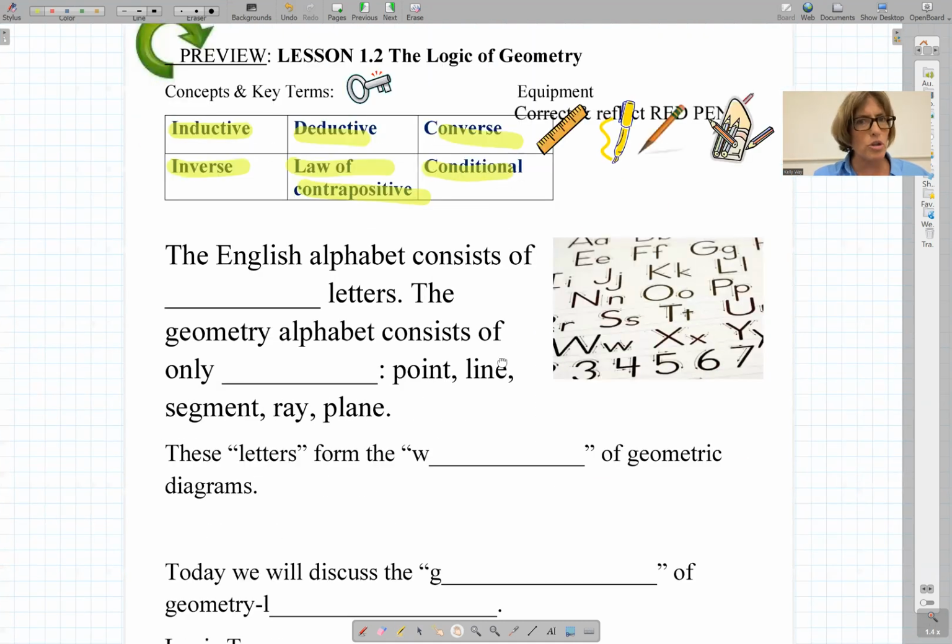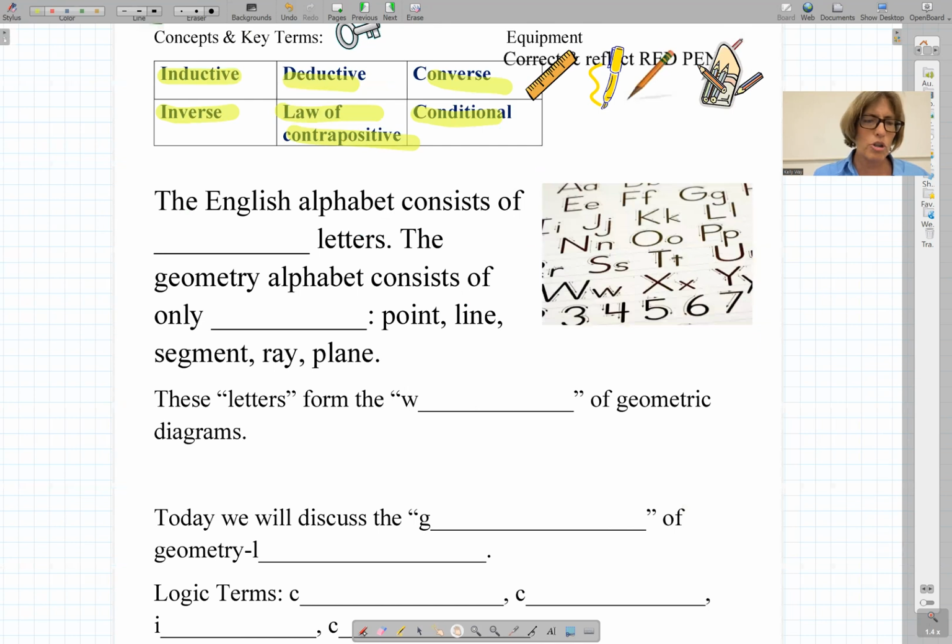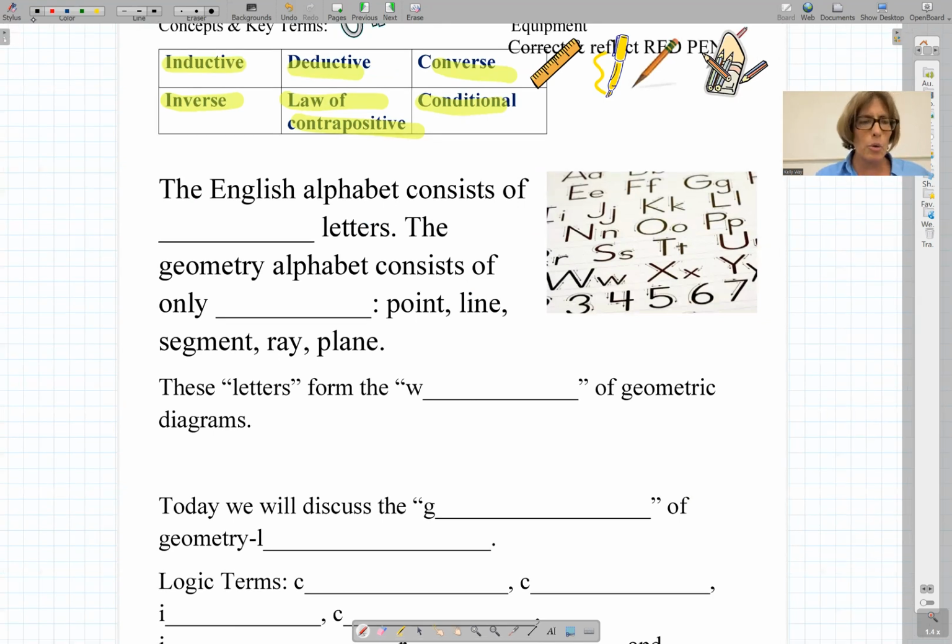Geometry is a language. The English language. So when you learn English, the English language consists of 26 letters. The geometry alphabet only consists of 5 letters. And those letters are a point, a line, a segment, a ray, a plane.